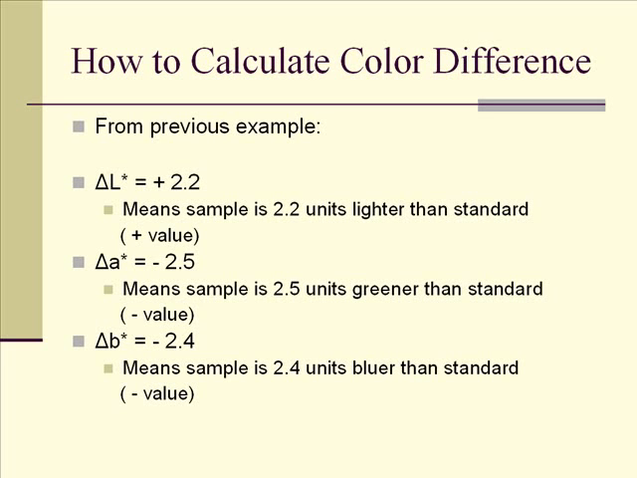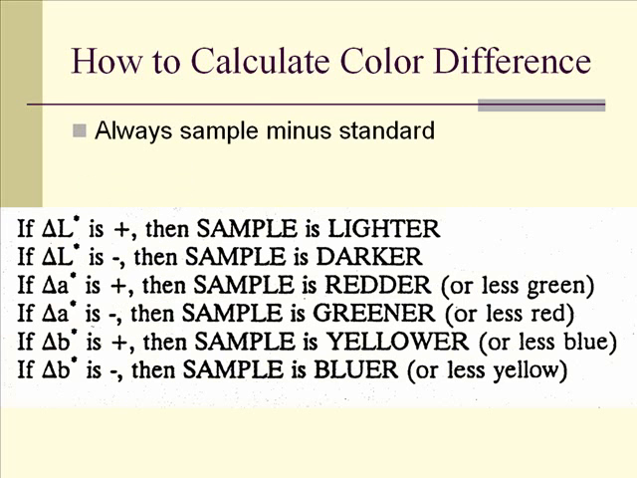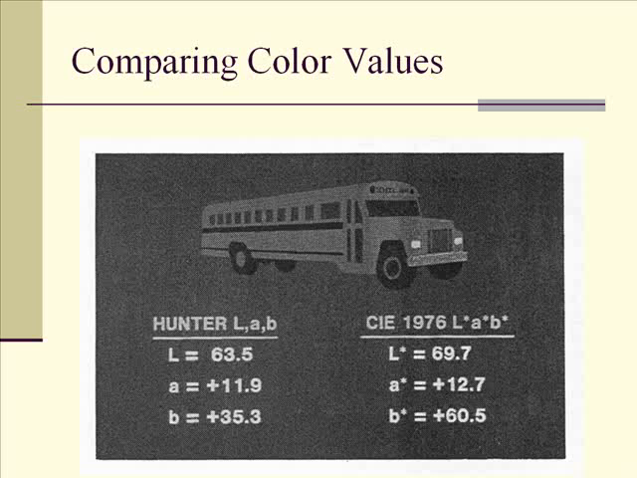Just keep in mind that bigger means farther off, lower means closer together. So always sample minus the standard, and we've gone through these things before, what the positive and negative values are for the L, A, and B, or the delta L, A, and B, because that's what we're talking about, the difference.